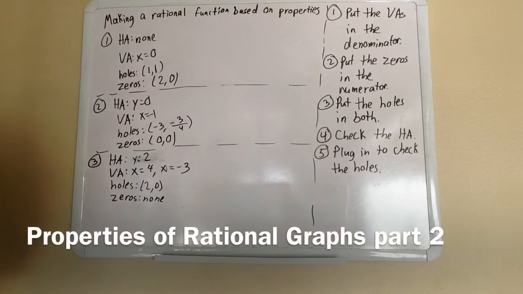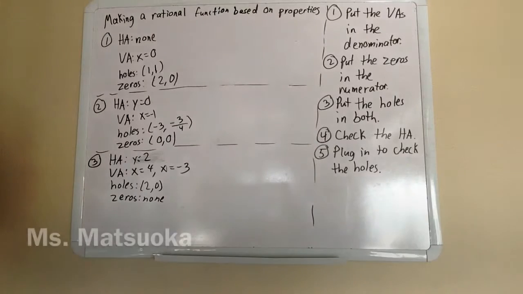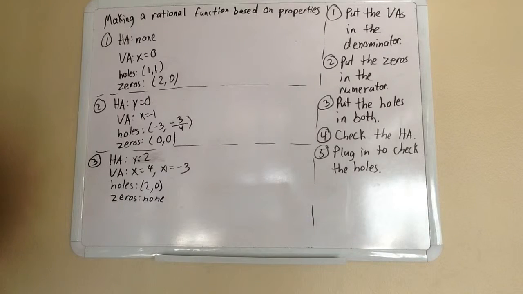Name is Matsuoka, and I'm going to teach you how to make rational functions based off of different properties. This is the exact opposite of my previous video on properties of rational graphs. In that video, I was given an equation and you were trying to find all this stuff. Now you're given all this stuff and you're trying to go backwards and find the equation.